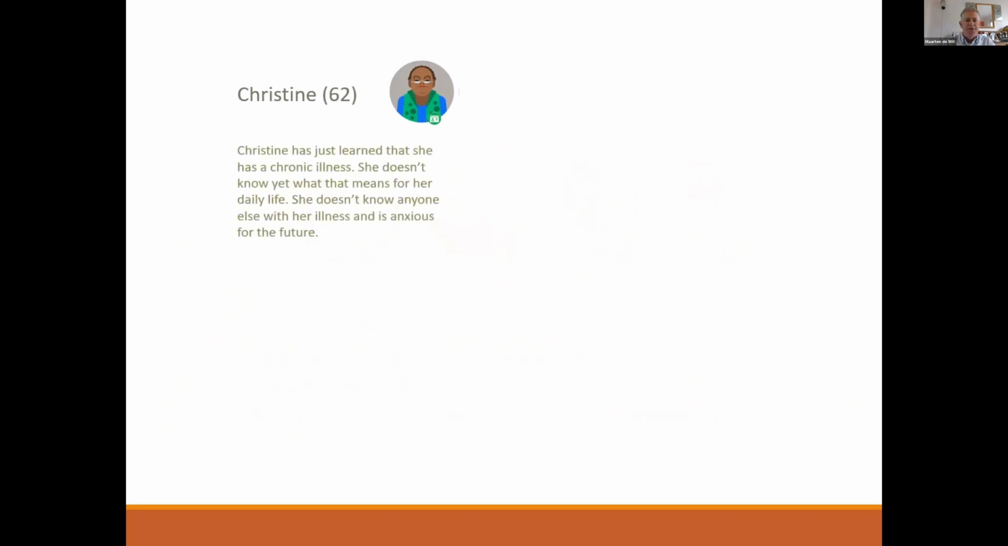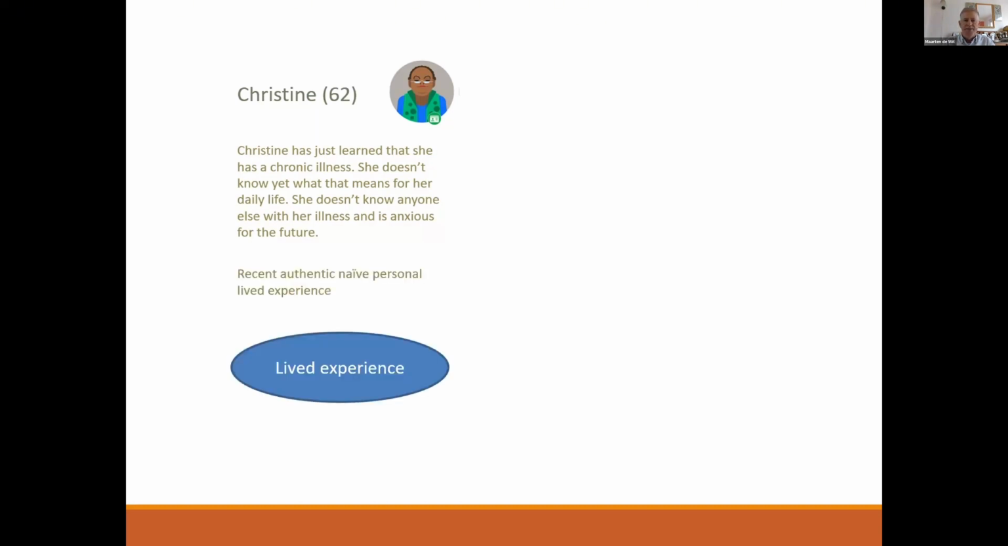So let's have a look at them in a little bit more detail. The first person is Christine. She's 62 years old, and she has just learned that she has a chronic illness. She doesn't know yet what that means for her daily life. She doesn't know anyone else with her illness, and she's very anxious for the future. So this means that she has what we could call the authentic and naive, in a non-judgmental way, personal lived experience.